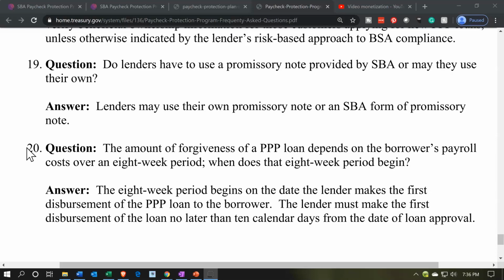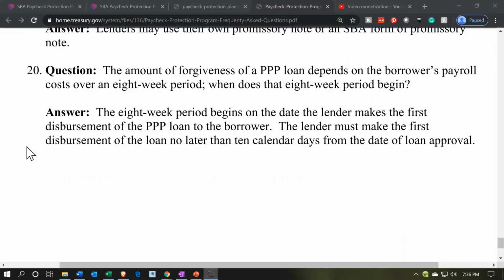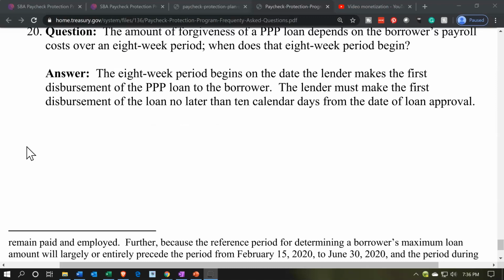Question: the amount of forgiveness of a PPP loan depends on the borrower's payroll costs over an 8-week period. When does that 8-week period begin? So now we're on the forgiveness side. We've got the loan side of things. We're hoping the loan can be forgiven if you're the borrower, right? And the question is, when does the time period start here? Answer: the 8-week period begins on the date the lender makes the first disbursement of the PPP loan to the borrower. The lender must make the first disbursement of the loan no later than 10 calendar days from the date of the loan approval.